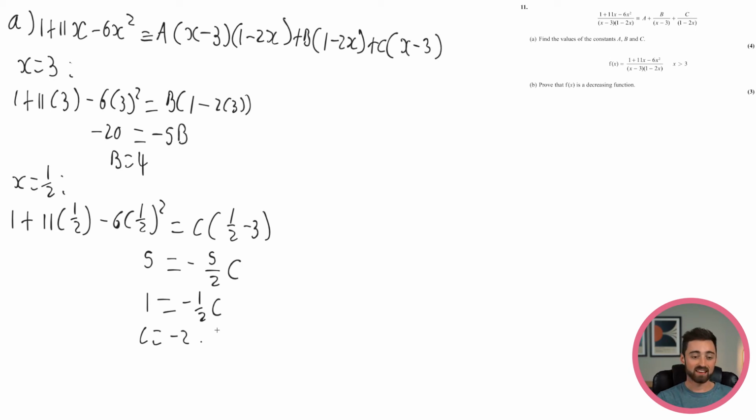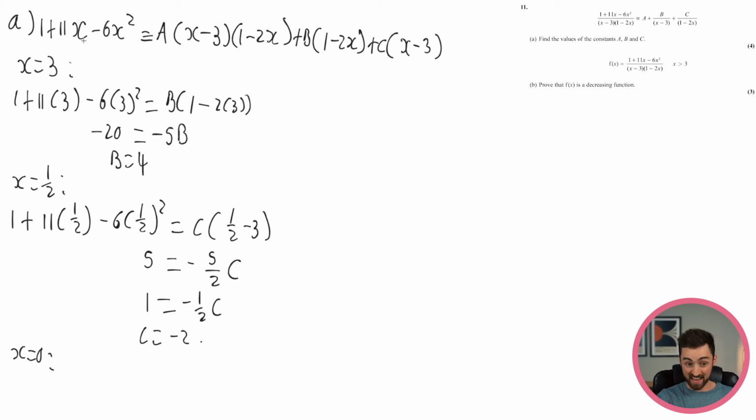Now, a quick hint. x equals 0 is generally just going to be easy, isn't it? Because look at the left-hand side, loads of terms are going to go. It's going to be much easier on the right to just sub in x equals 0. Just generally go for that if you can. So in other words, x equals 0 is going to get me what?